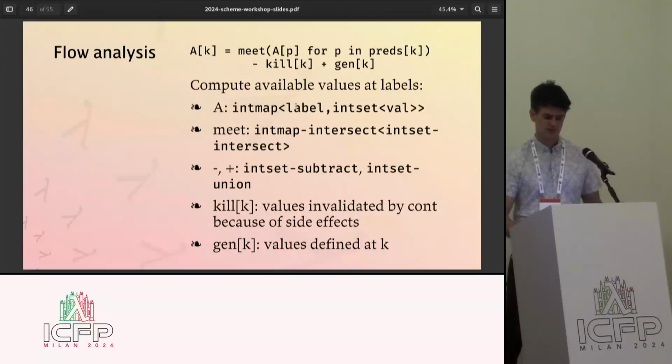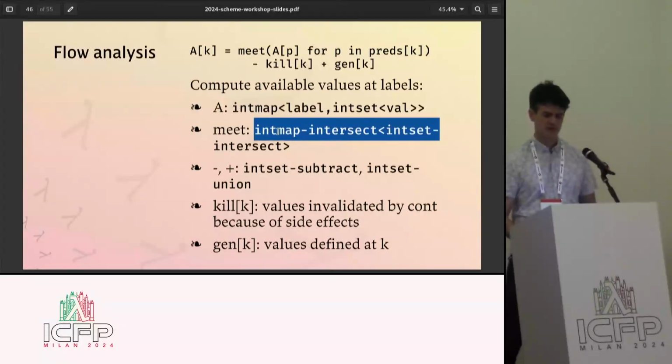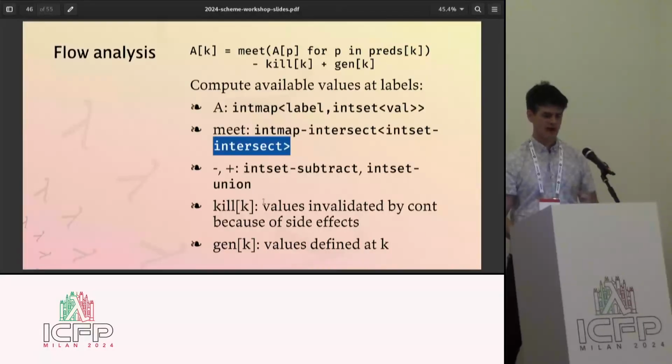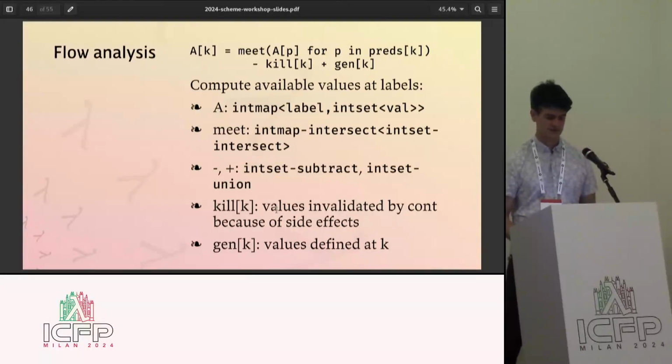Then we can represent available values as an int map of label to the set of values that are available there. And then in the flow equation, your meet operation is just doing an int map intersect. And then when you meet the two leaves of the tree, you do an int set intersect. And then to add values to the map, you do an int set union. And to subtract, you do an int set subtract. And then you have the kill and the gen sets, which is the standard flow analysis. At each point, which values are invalidated by that cont, and which are defined by that cont. And those are just int sets themselves.